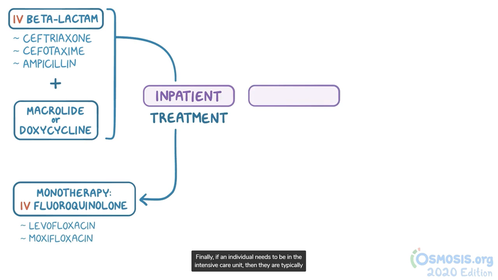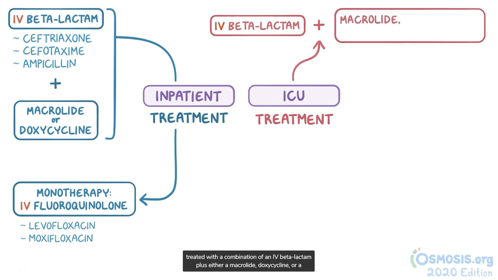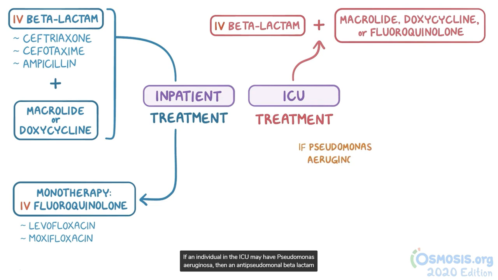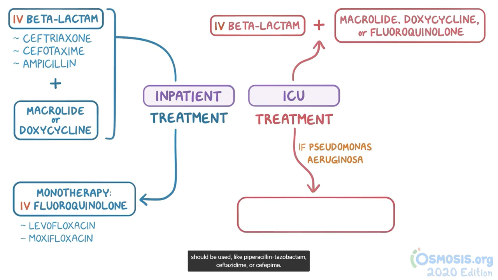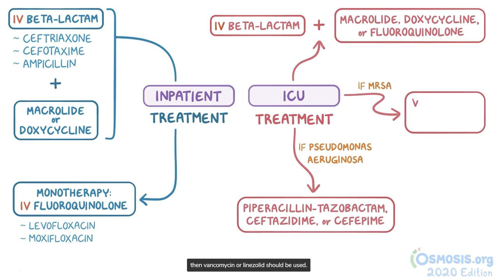Finally, if an individual needs to be in the intensive care unit, then they're typically treated with a combination of an IV beta-lactam plus either a macrolide, doxycycline, or fluoroquinolone. If an individual in the ICU might have Pseudomonas aeruginosa, then an anti-pseudomonal beta-lactam should be used, like piperacillin tazobactam, ceftazidime, or cefepime. And if an individual might have methicillin-resistant Staphylococcus aureus, or MRSA for short, then vancomycin or linezolid should be used.